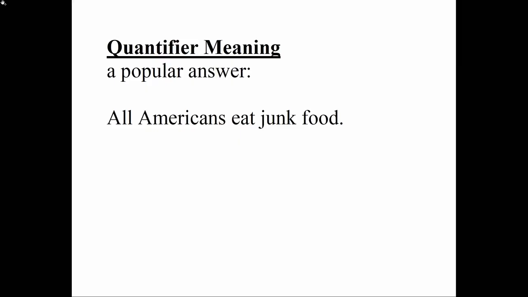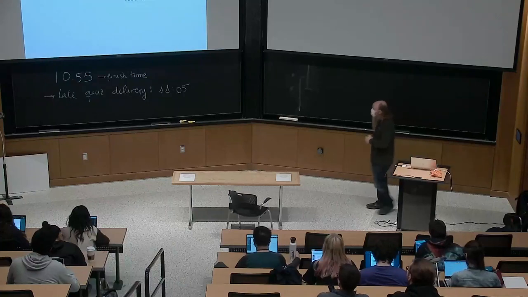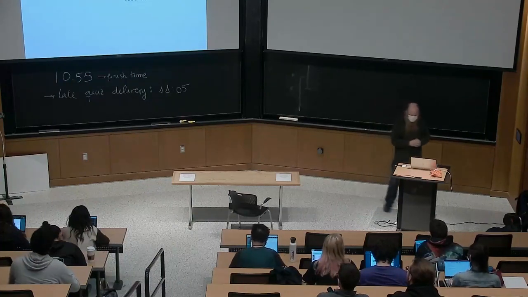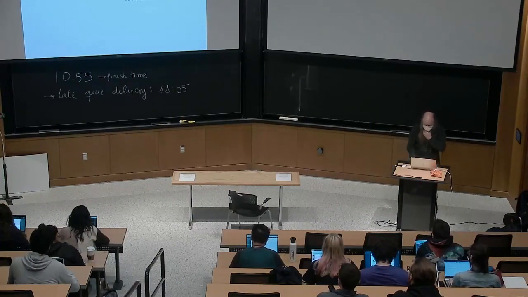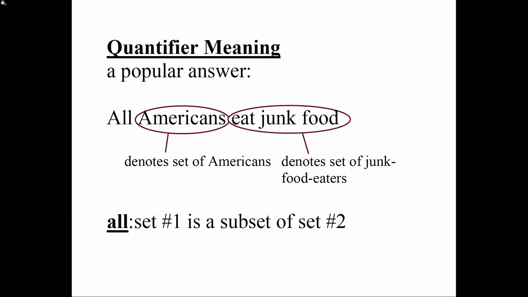Okay. So here's a popular answer, which we've now already gone through for quantifier meaning. What we say is, when you're saying something like all Americans eat junk food, you are asserting a relation between the set of Americans and the set of junk food eaters. You're saying something about what happens when you intersect those two sets. And depending on what quantifier you're using, you're making different assertions about the relation between these two sets. So all says set number 1 is a subset of set number 2.